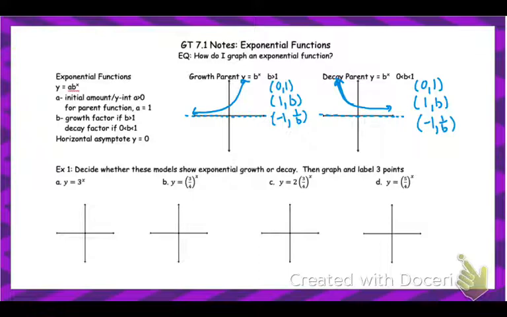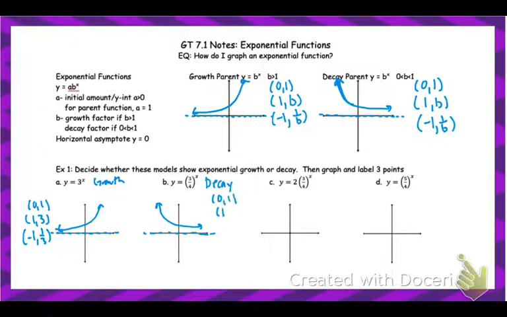All right, so let's look at some basic examples here. First thing we're going to do is just determine, hey, is this growth or decay based on what the base is? Well, for A, my base is 3, so this is showing growth. So the shape of my graph, still going to have that asymptote. Going to move this way. Goes through the points (0, 1), (1, the base, which is 3), and (-1, 1/3). All right, if the base is 3/4, that shows decay. Still has that asymptote. Moves this way. Goes through the points (0, 1), (1, 3/4), and (-1, the reciprocal of that, which is 4/3).